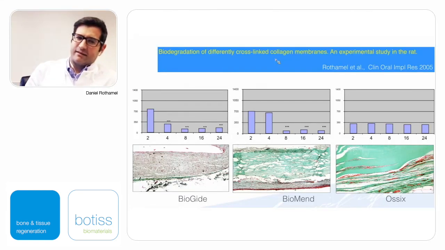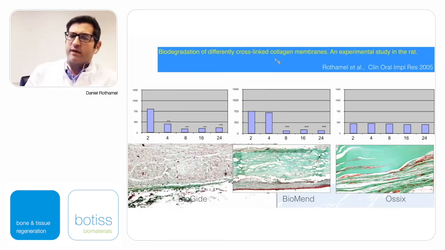In animal testing, we see that the bioguide, on the other hand, is absorbed within the first 2 to 4 weeks. Whereas the biomed membrane, the cross-linked membrane, provides an absorption time of 4 to 8 weeks, so a much longer barrier function, a much longer standing time. The O6 membrane is a cross-linked membrane by insertion of sugar molecules, and didn't show any absorption at all within the entire healing period of 24 weeks.